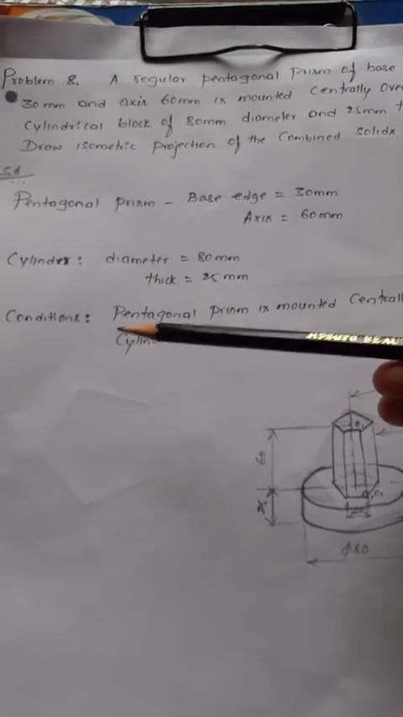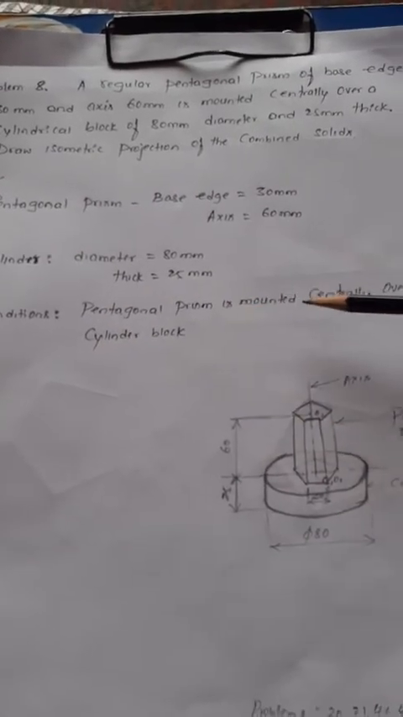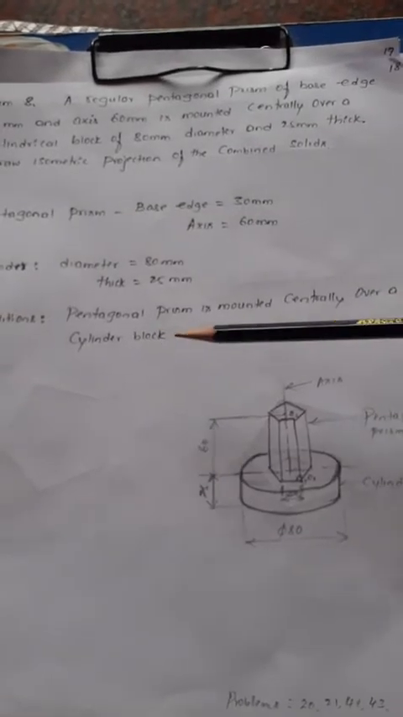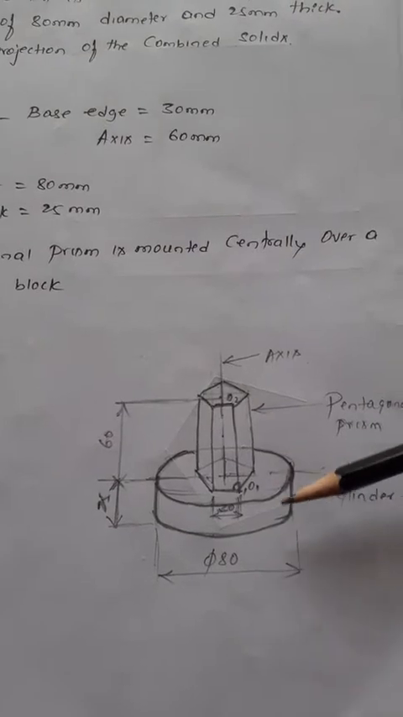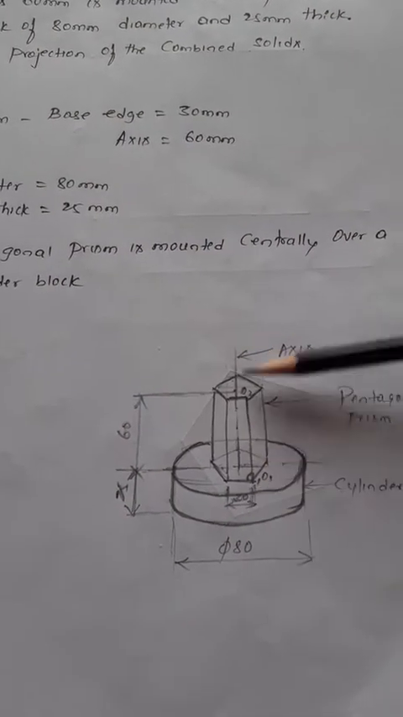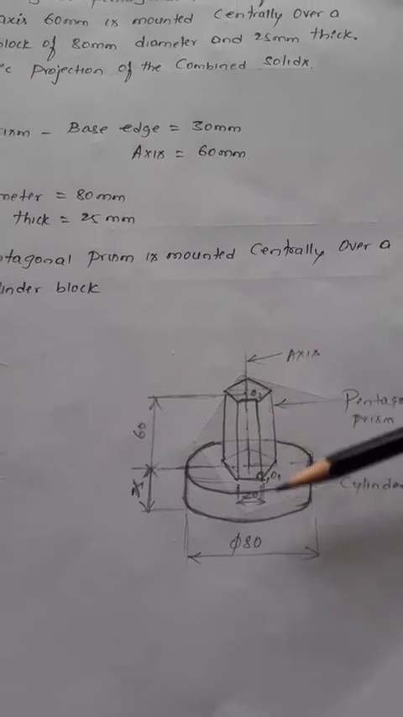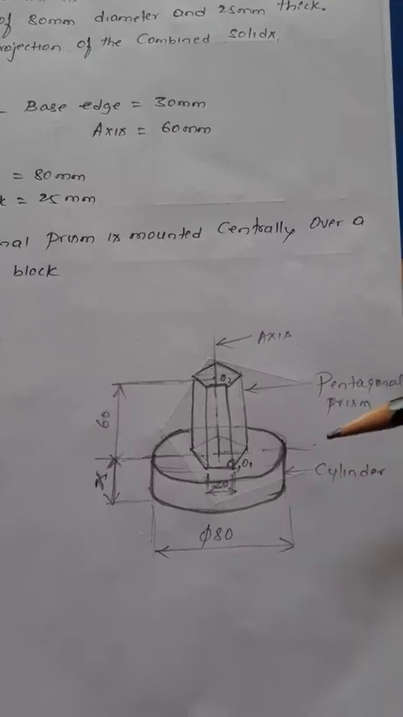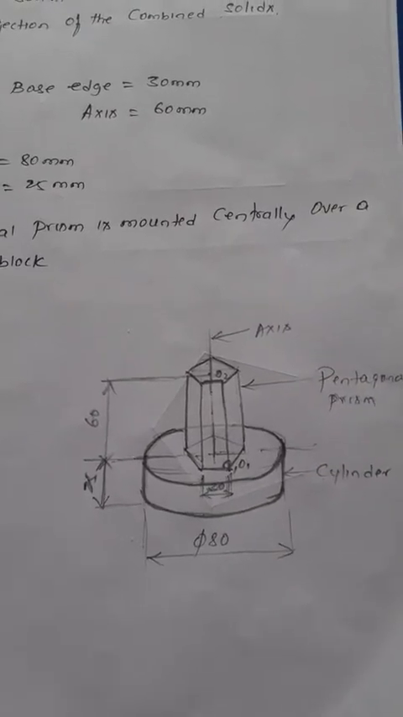The condition given is that the pentagonal prism is mounted centrally over a cylindrical block. This pentagonal prism is mounted over a cylinder. Centrally means the axes coincide. Now this is the combination of solids. We'll draw a rough sketch.